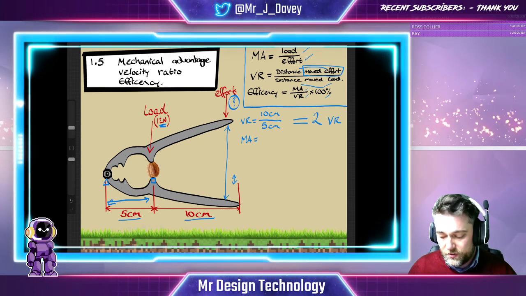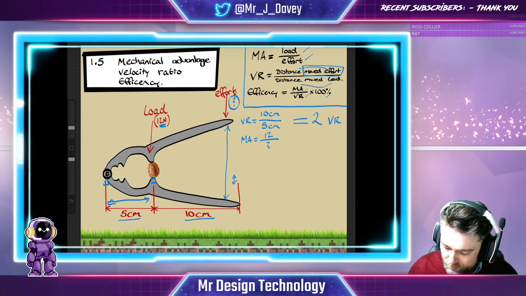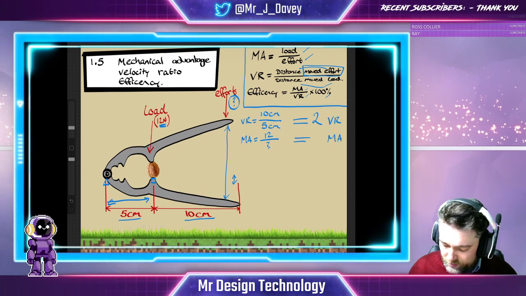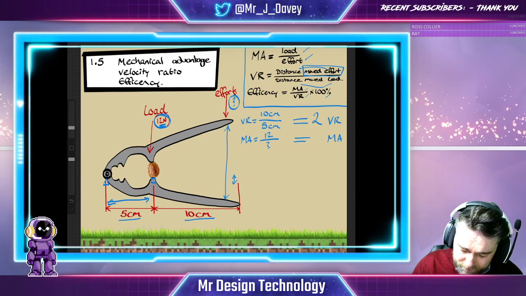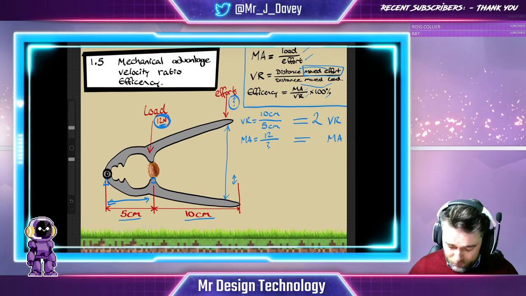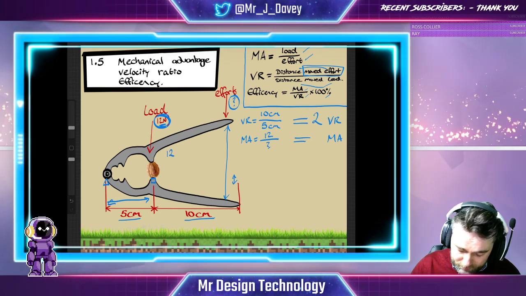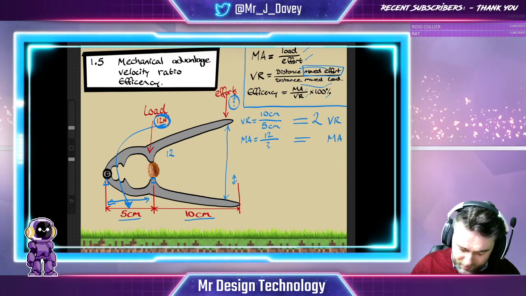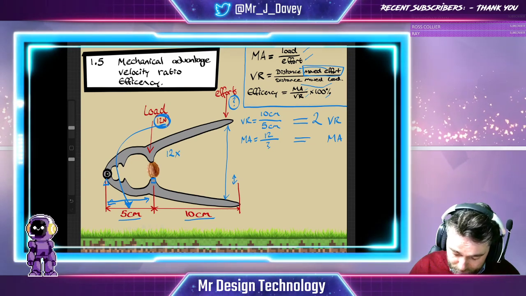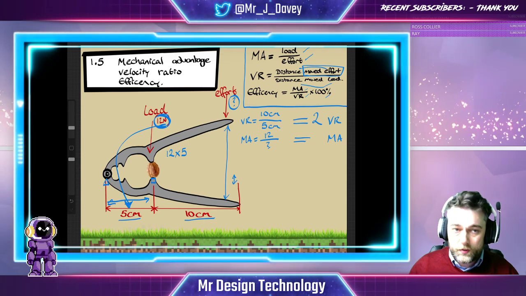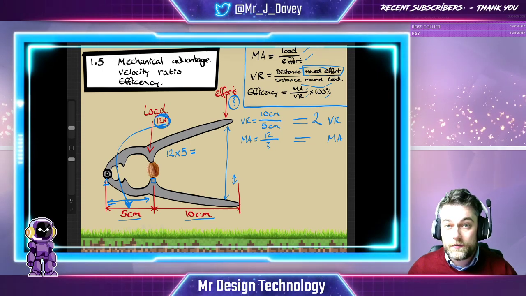We have our mechanical advantage, which in this case is our load, which is 12, over something, and that will give us mechanical advantage. Now I don't quite know what that is, but what I do know is that we have 12 newtons of force. What I can do with that is take the 12, put it over here, and times it by how far it's got to go, so the distance moved by the load, which in this case is 5. Now 12 times 5 will give us that answer.